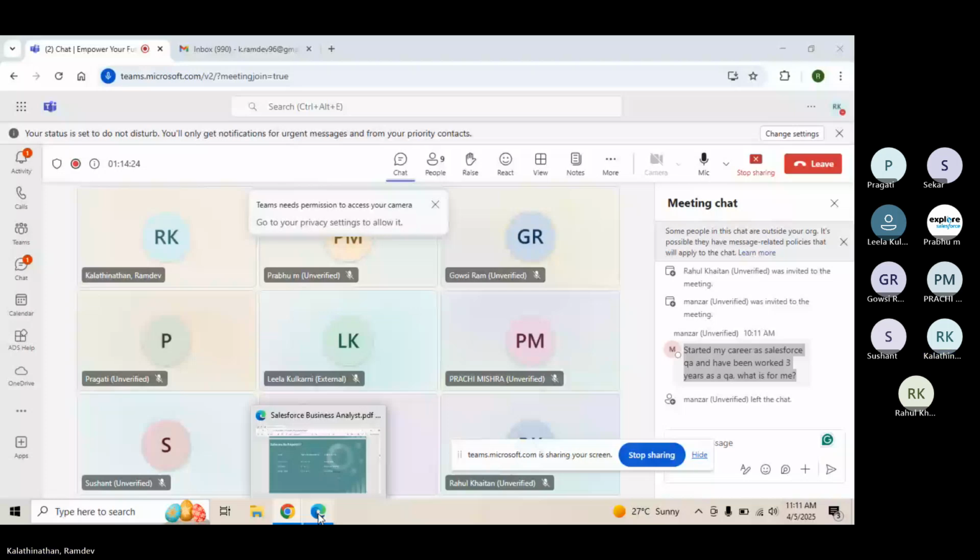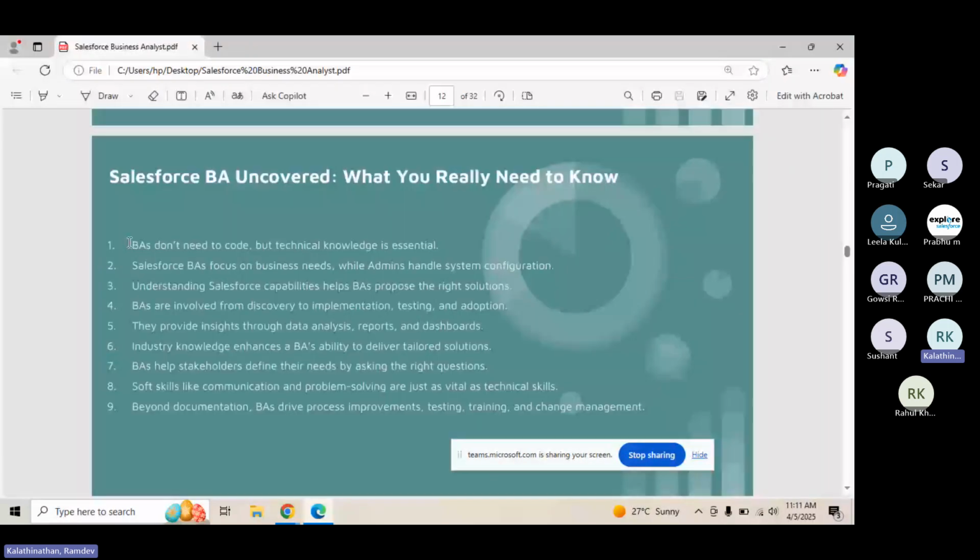Okay. So here are a few myths that BAs need to understand. BAs don't need to write code. It's good if you know, but you're not expected to write code as a BA, but basic technical knowledge is essential. And BAs focus more on business needs, while admins handle system configuration.